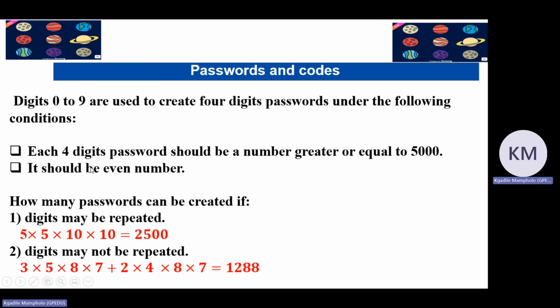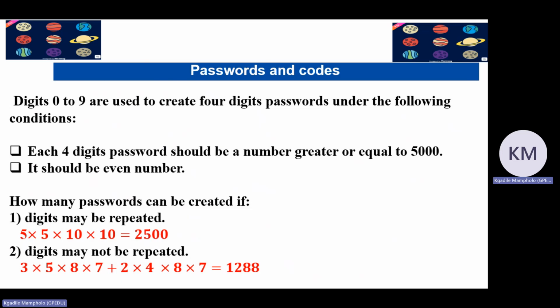in such a way that the 4-digit password is a number that is greater than or equal to 5,000. So 5 means the numbers that can possibly be at the beginning. 5 means the numbers that can possibly be at the end. 10 means that digit number 2 of the password can be any number from 0 to 9. The third digit of the password can be any number from 0 to 9. So the possible number of passwords that can be created is 2,500.